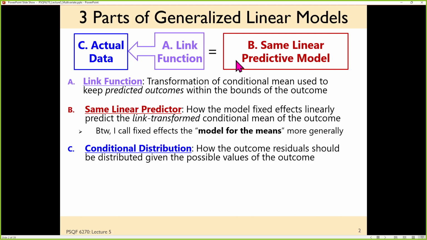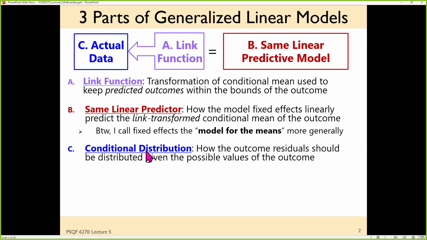The model that has the fixed effects, that part of the model, I will refer to that as the model for the means, because that's the part of the model that deals with how each person gets a conditional mean given their predictor values. This is terminology that I introduce more specifically in the multi-level classes, but you will hear me start to slip into that phrasing.